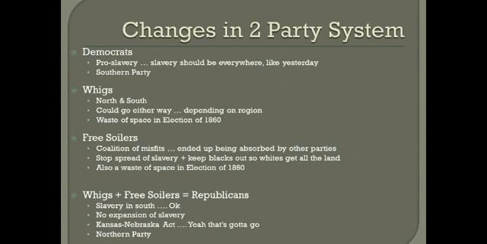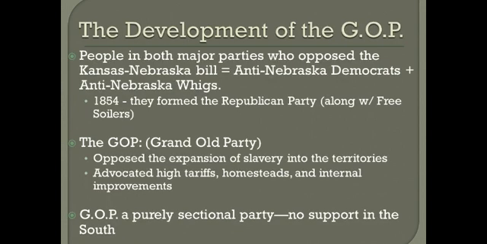The Free Soilers were a coalition of misfits, and they ended up being absorbed by other parties. They wanted to stop the spread of slavery and keep blacks out so whites could get all the land. So they were racist too. They were also a waste of space in the election of 1860, which brings us to the Republicans. They were like, slavery in the South is okay. Expansion of slavery, not so much. Kansas-Nebraska Act, yeah, that's got to go. Non-starter. They're not happy about that. And they were primarily a Northern party. So, now we see the development of the GOP, the grand old party. These are the Republicans.